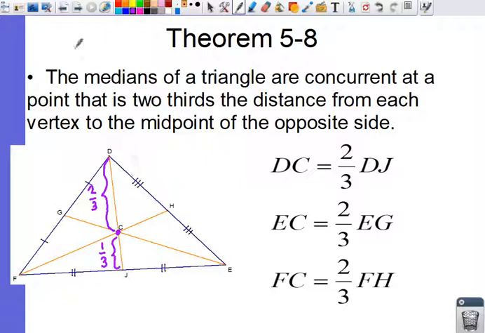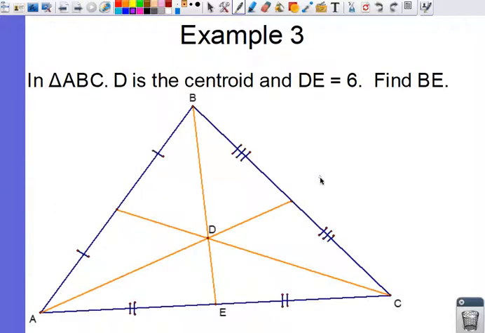Okay? 2/3, 1/3. So, like in this picture, they tell us D is the centroid and DE is 6. So DE is the 1/3 section. That means BD has to be double that because that's how they work. So then BE would be the entire segment, and that would be 18.